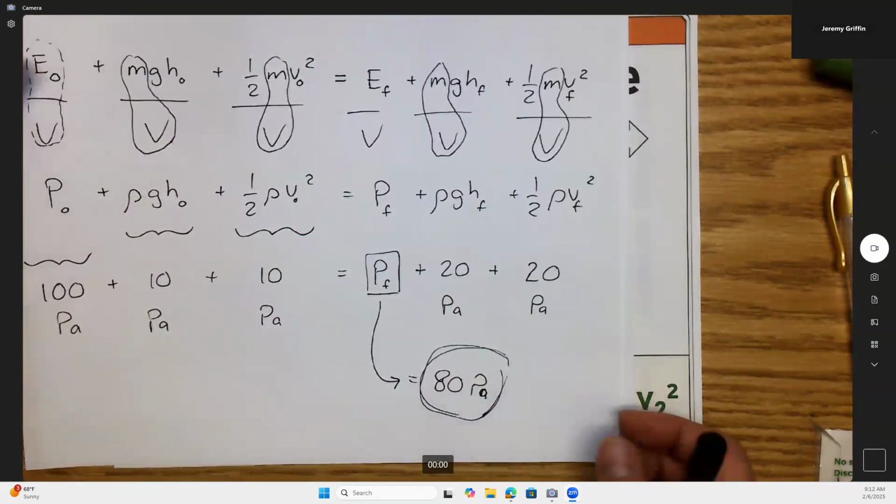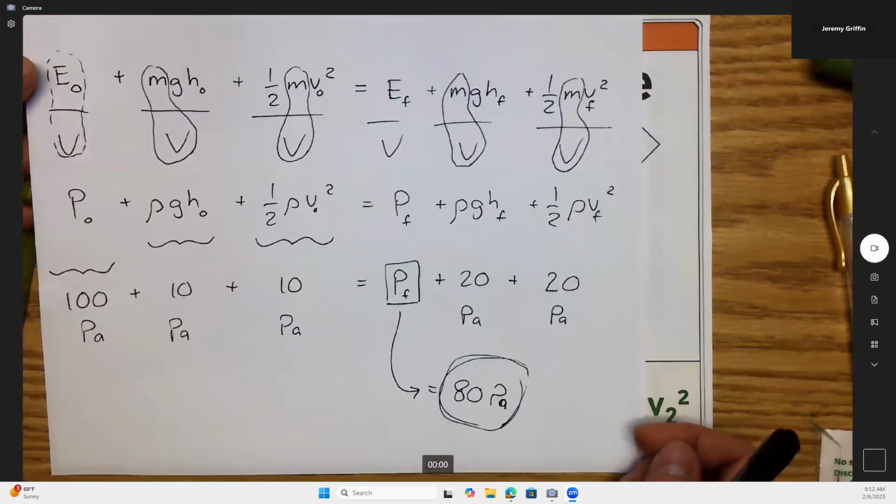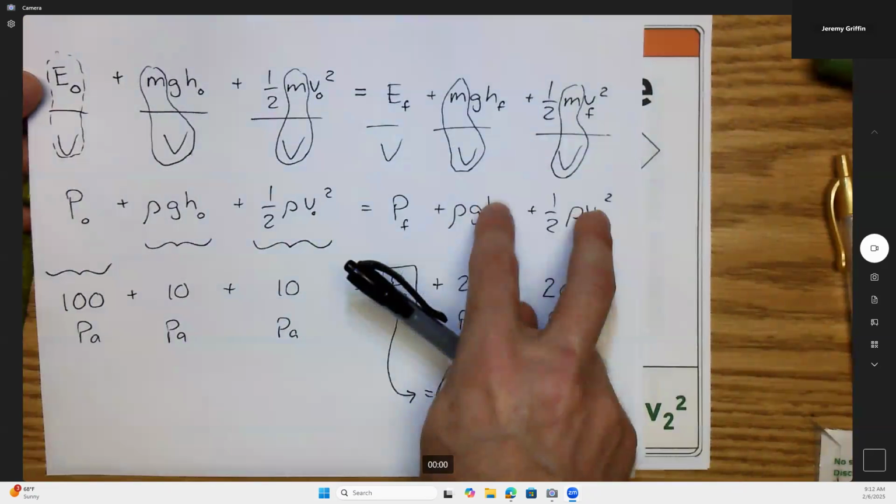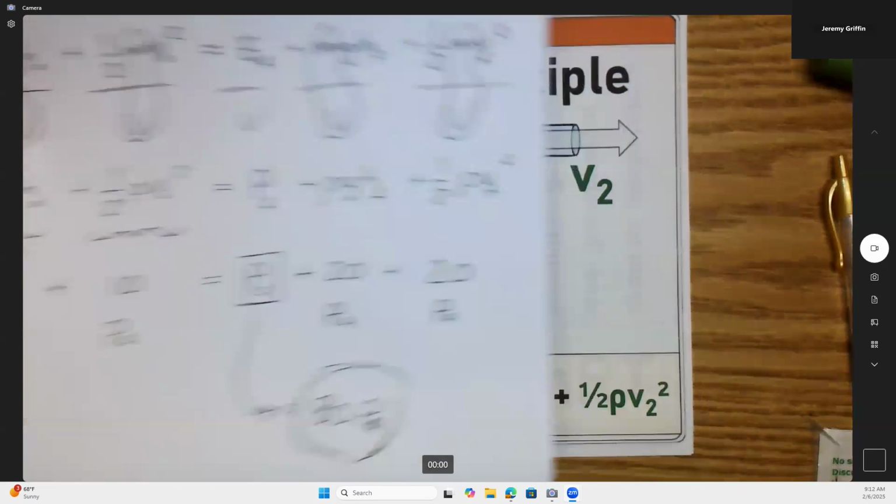You could also say mathematically that pressure has to go lower because the mgh and the 1/2 mv squared get higher. If these are more and more, this has to be less and less. True. All right.